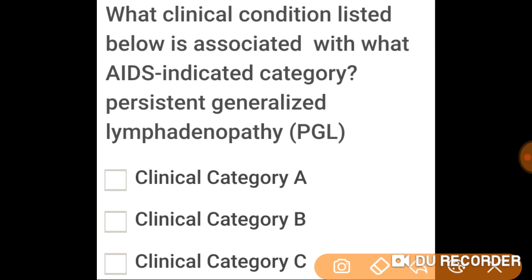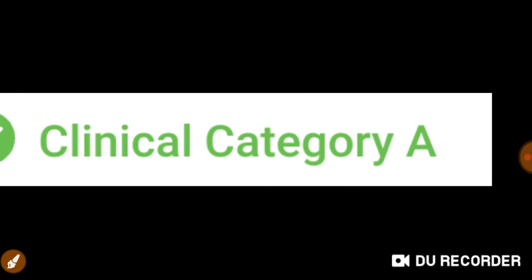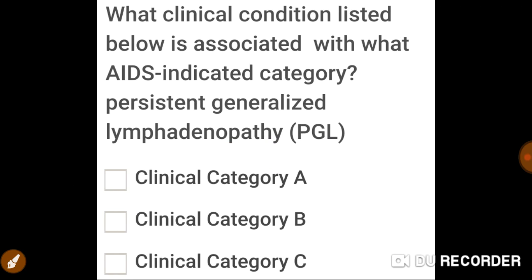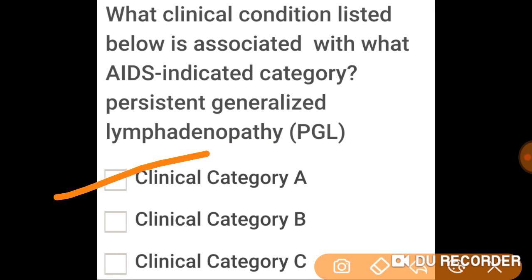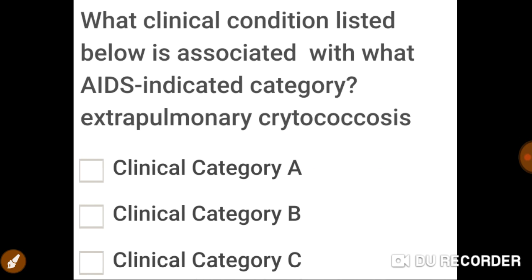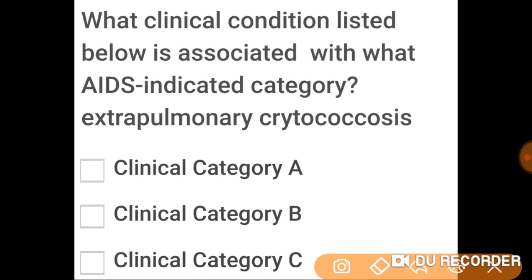Persistent generalized lymphadenopathy? That is clinical category A, sorry. Extrapulmonary cryptococcus: C and C for clinical category C.